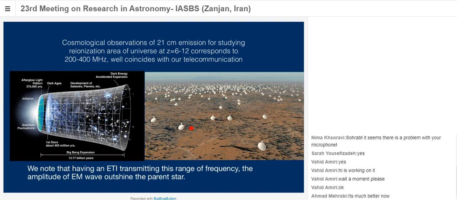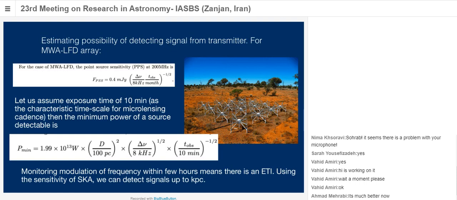So this is the SKA radio network. They are going to observe this 21 centimeter frequency, exactly 200 to 400 megahertz. And it's exactly the same frequency that we are producing on Earth, or that some advanced civilization is producing in our galaxy. So this is a very good coincidence. And we should note that the electromagnetic waves that we are producing in this range outshine the sun. So if there is an advanced civilization, it will outshine the parent star. So we may see these signals from the advanced civilization.